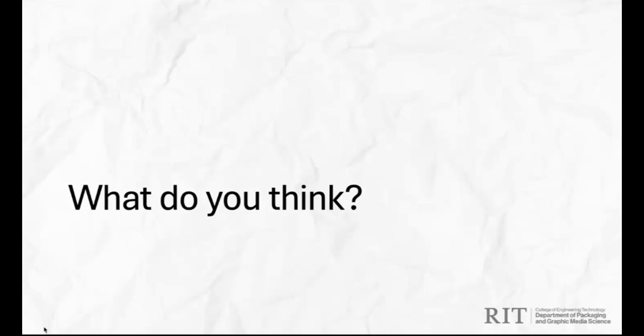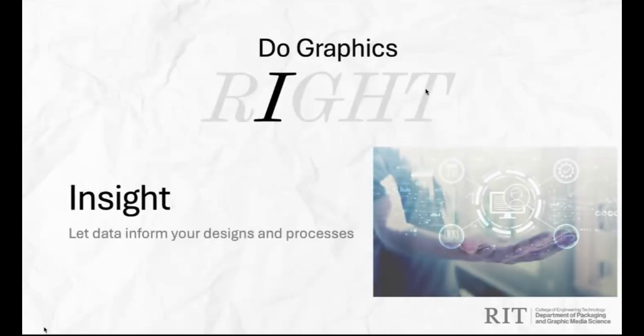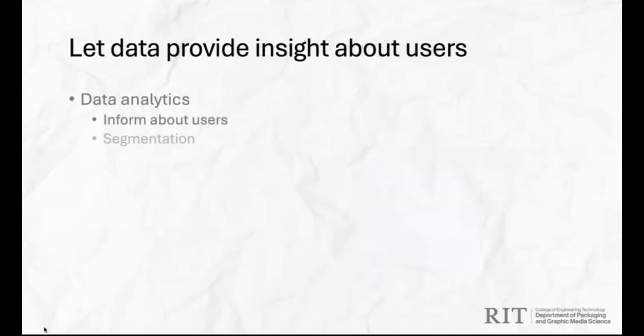Let's go ahead and move on to insight. The second phase of doing graphics right is insight. Like relevance, here we focus on acquiring data to inform and possibly integrate into graphic production. Data is an essential part of print and graphic media. We use data for research, for segmenting and personalizing, for measurement and controlling outputs, and for reporting marketing analytics.